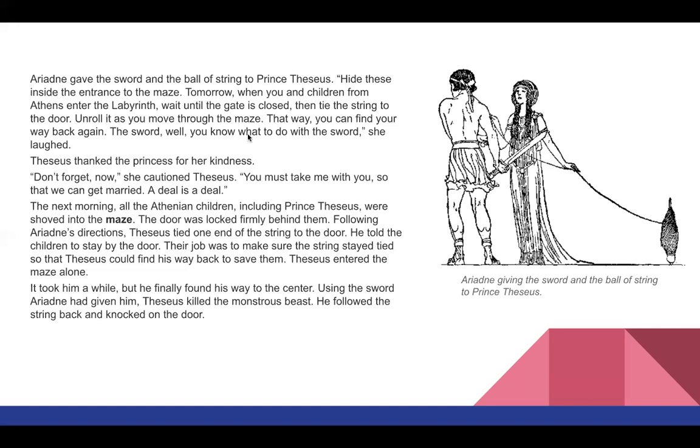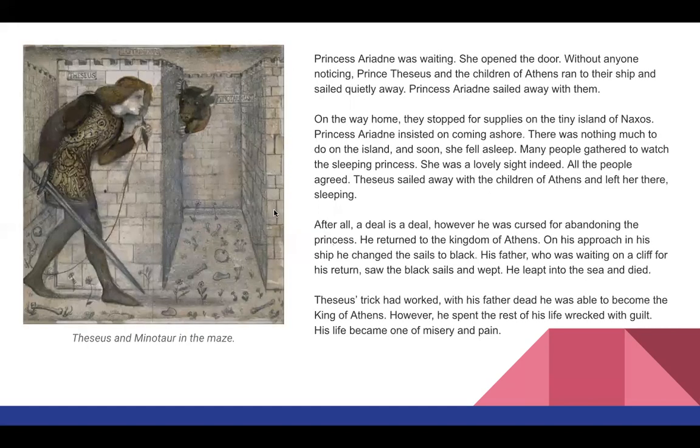It took him a while, but he finally found his way to the center. Using the sword Ariadne had given him, Theseus killed the monstrous beast. He followed the string back and knocked on the door. Princess Ariadne was waiting. She opened the door. Without anyone noticing, Prince Theseus and the children of Athens ran to their ship and sailed quietly away. Princess Ariadne sailed away with them.